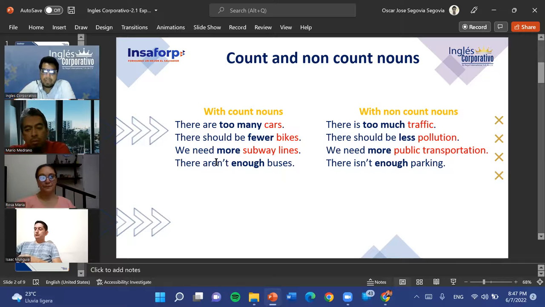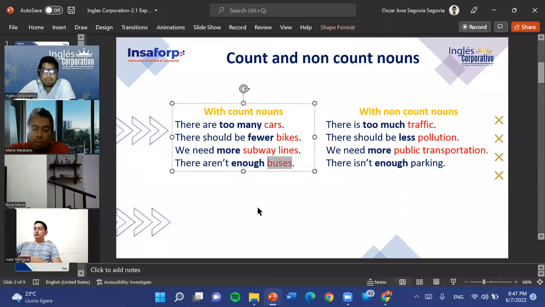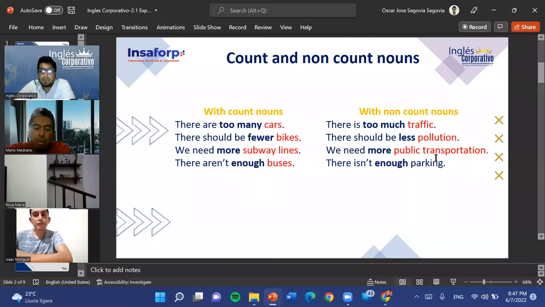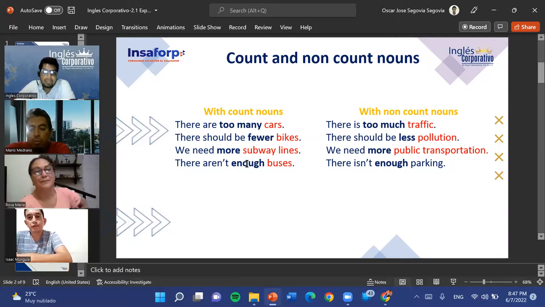O sea, cuando tenemos there aren't, se habla o se refiere a algo que no existe, algo que no está en disposición. So, there aren't enough buses. Once again, enough will be one of those few words that can be used for both, for countable and for non-countable. Pero por el significado también de esta palabra, ¿verdad? Enough, que se refiere a suficiente. Sí, enough. So, there aren't enough buses. No hay suficientes buses, sí, there aren't enough buses.